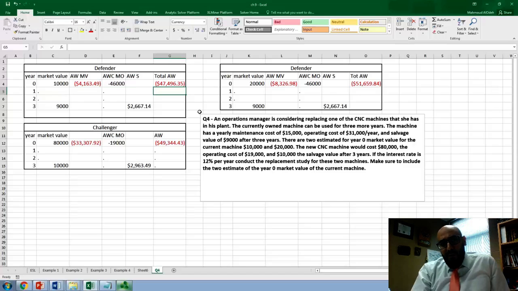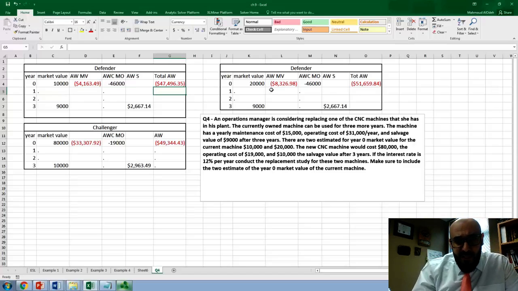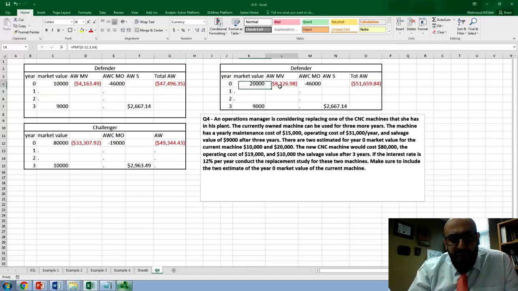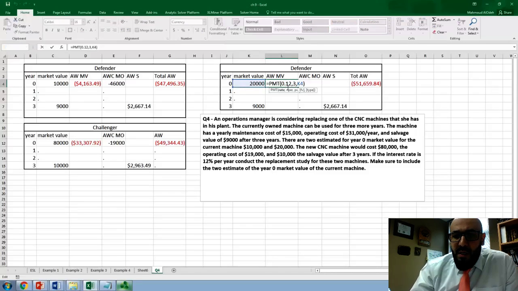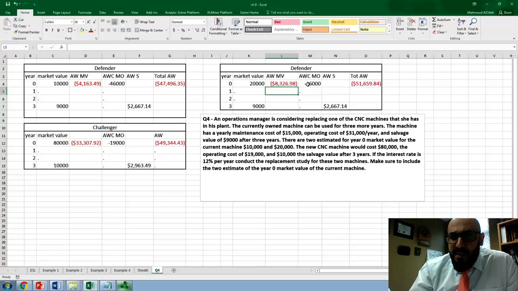$47,496. We did the same thing for the Defender, which is the in-place machine, with a market value of $20,000. Nothing changed except the market value. Again, you start with the market value, find the PMT using the PMT function, find the annual worth, and that would be $8,326.